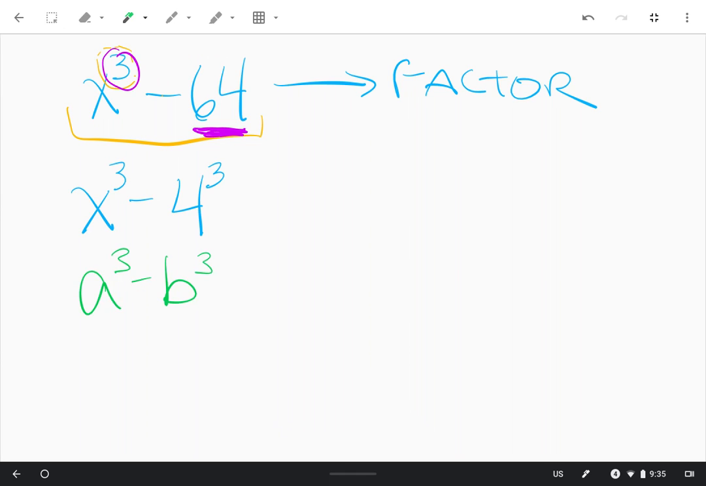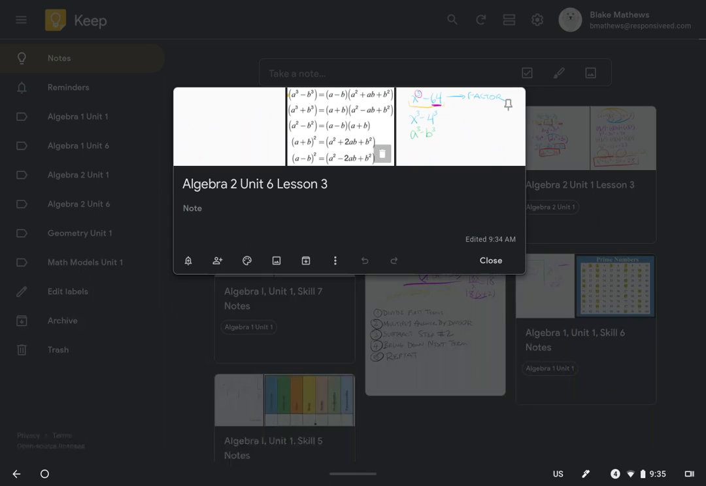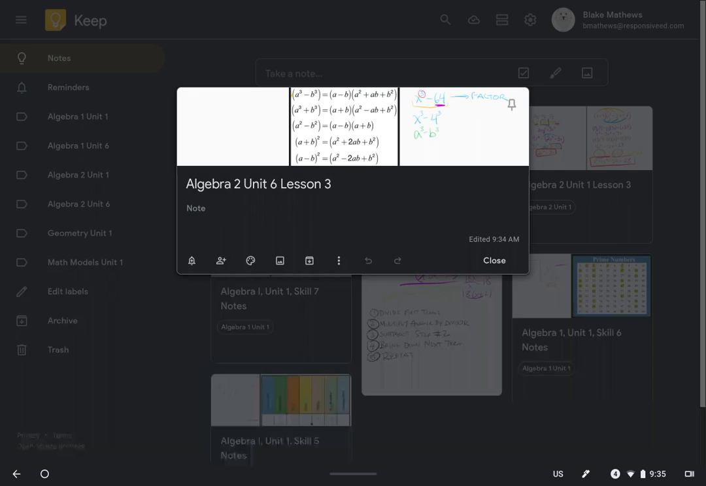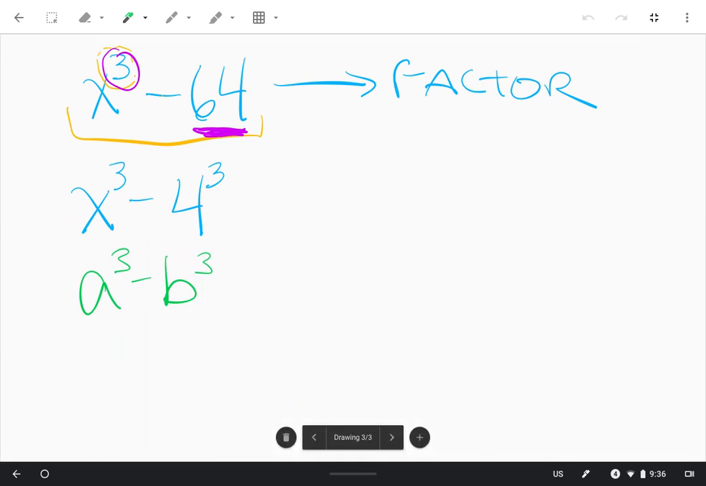So now you can see how this looks like the pattern that we had in the previous one. So let's go back, and you see we have a to the third minus b to the third. And if we go to our next drawing, we see we have a to the third, b to the third. Okay, so then what is the pattern going to look like that I need to follow?